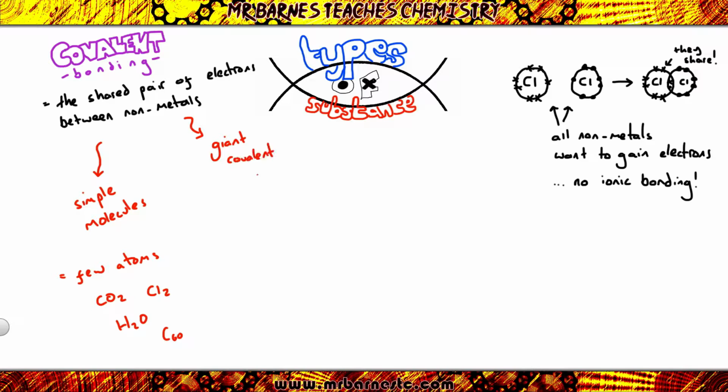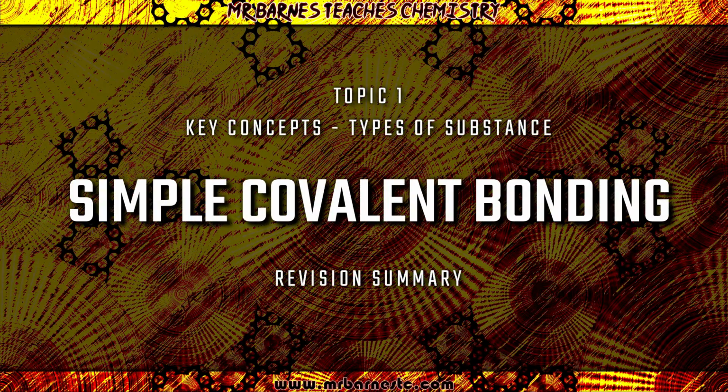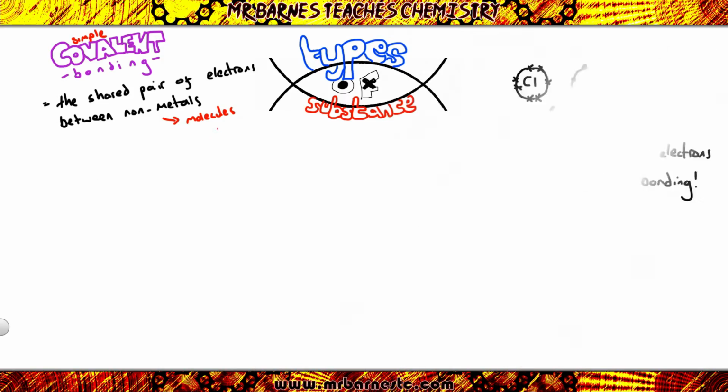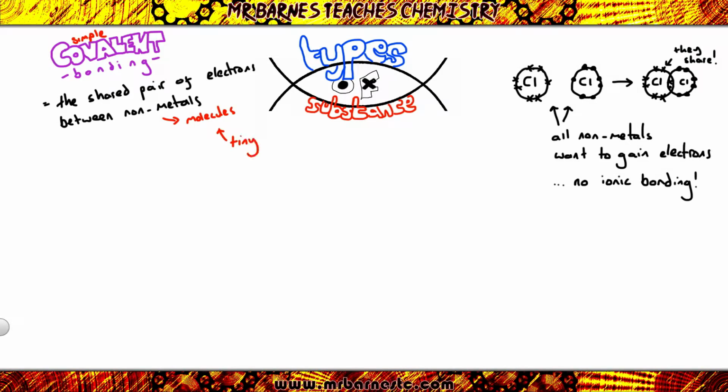Giant covalent has a lot, it has thousands of atoms. For example, diamond, graphite and graphene. Those are the 3 main ones that you need to know for the exam. Okay, so we're going to focus on simple covalent first. Simple covalent molecules, as we said, are tiny. They only have a few atoms. Their average size is 1 × 10 to the minus 10 meters, which is really, really small.